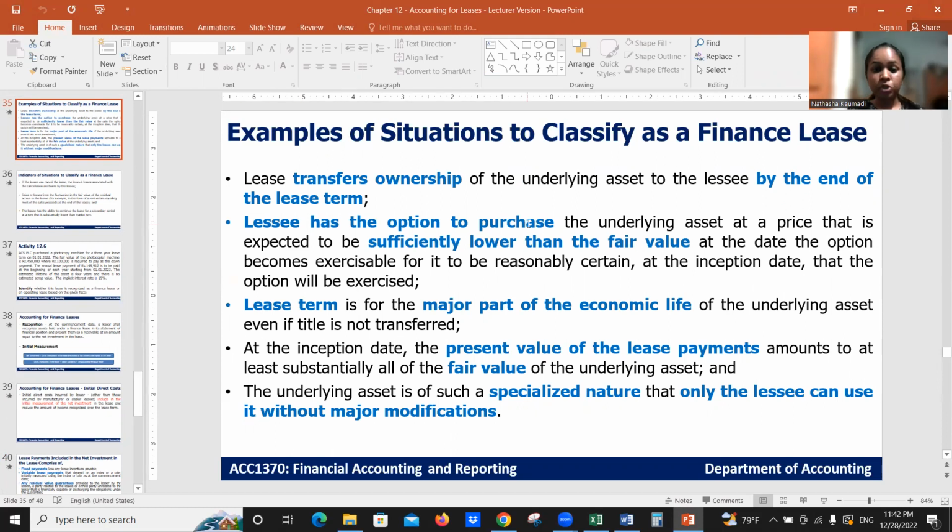The lessee has the option to purchase the underlying asset at a price that is sufficiently lower than the fair value of the asset.